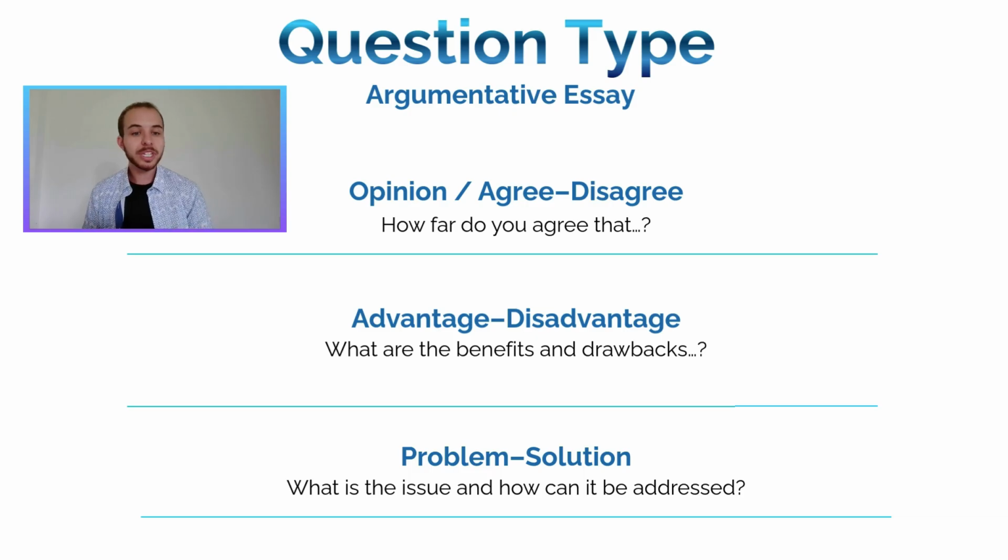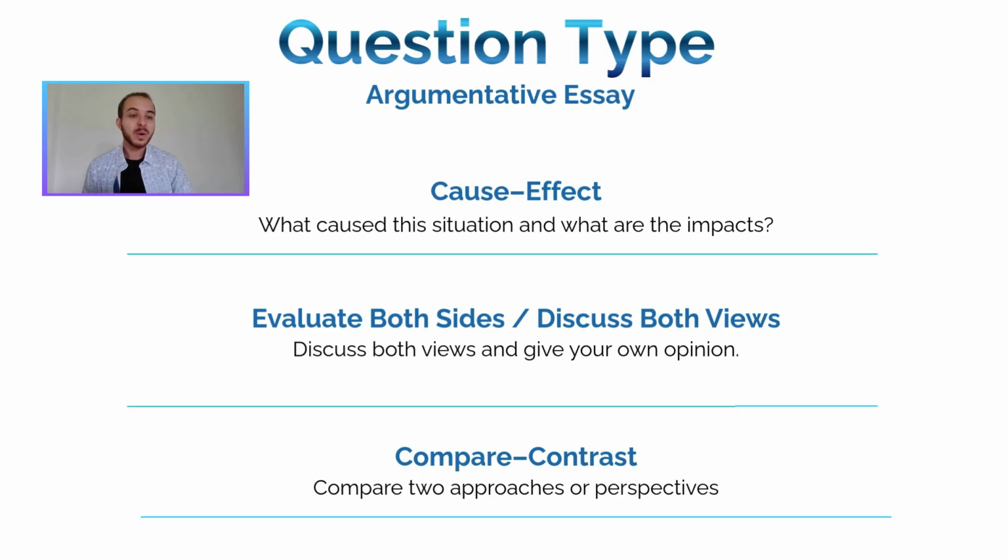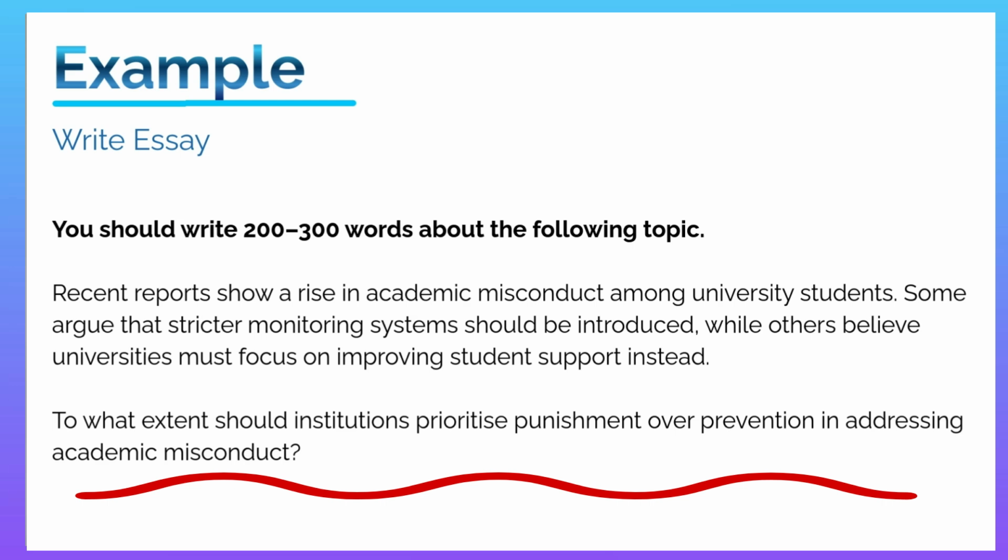A problem solution essay is what kind of issue is addressed and what can we do to solve it. Often, pretty much always, you need to address both. What is the problem? How can we solve it? Cause and effect essay. What is the cause? What affected this? What is the impact of it? Generally, you have to explain both. Sometimes it might ask you to evaluate both sides, discuss both views and give your opinion. Or lastly, a compare and contrast essay. Today's example asked us, to what extent should universities prioritize punishment over prevention?